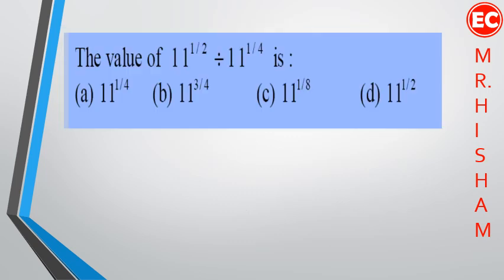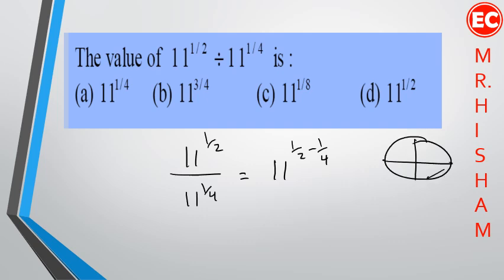The value of 11 power half divided by 11 power quarter. We know that it can be written as 11 power half divided by 11 power 1 over 4. And in case of division, I'm subtracting the power. So it's half minus quarter. Half, when I take away quarter, gives me 1 over 4. So it's 11 to the power 1 over 4. So the right answer is A.